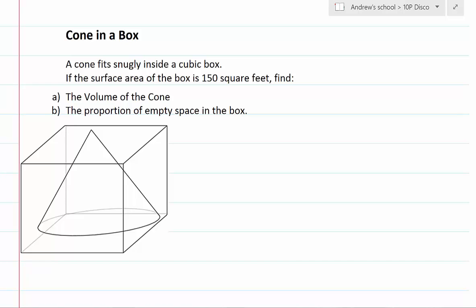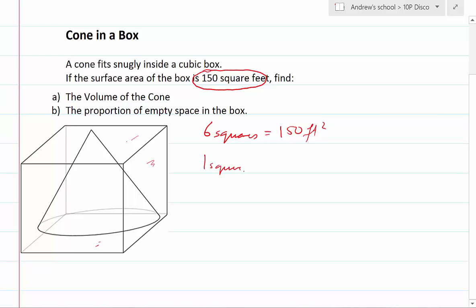Well, if the surface area of the box is 150 square feet, the surface area is all the sides of the box, and altogether there are 6 sides to the cube. Because it's cubic, these panels are all squares. So we have 6 squares that need to equal 150 square feet. So 1 square will equal 150 divided by 6, which is 25 square feet. So the side length must be the square root of 25, which is 5 feet.